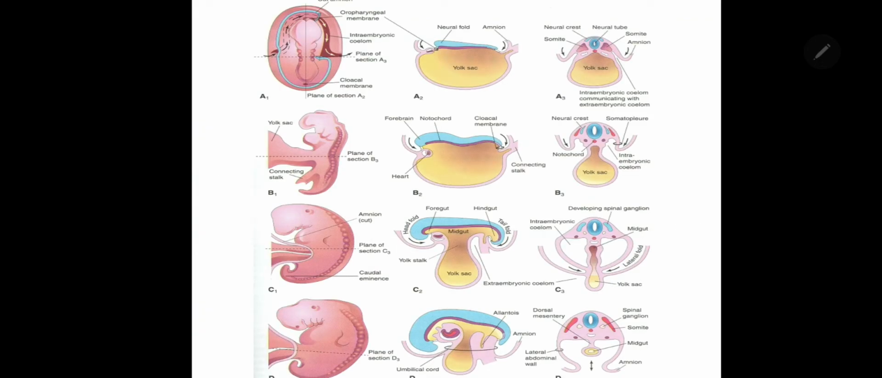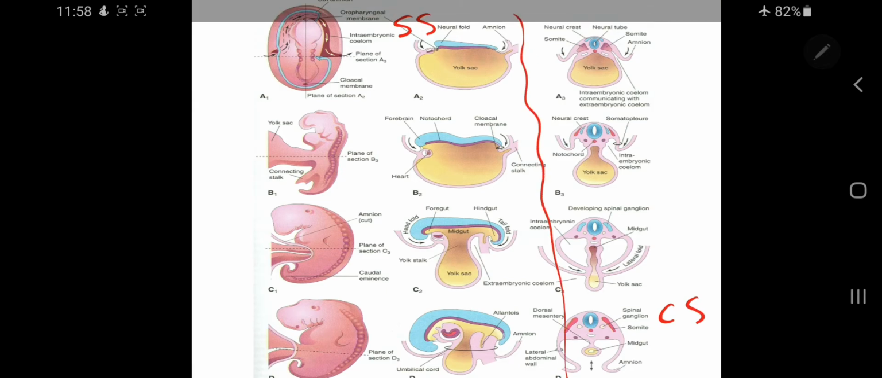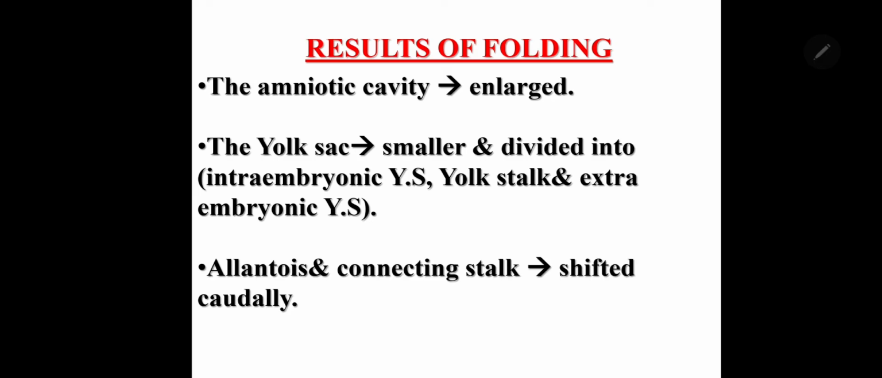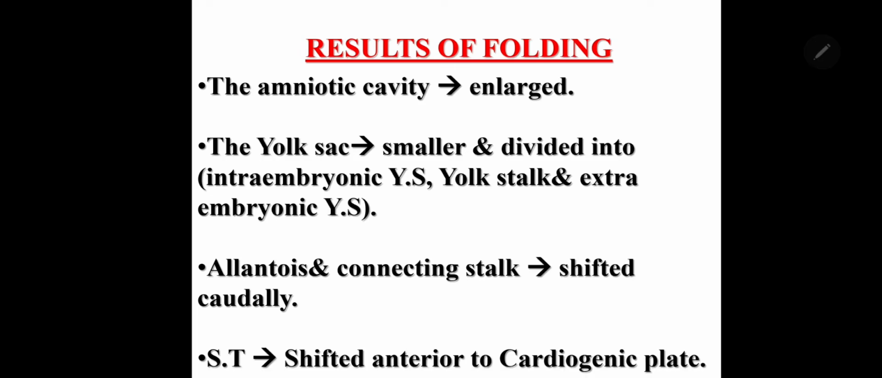You can see this is the sequence of the head and tail fold. This is in the sagittal section and this is in the coronal section. What you are seeing here, the entire folding will happen here. And what happens because of the folding? The amniotic cavity is enlarged, the yolk sac cavity is reduced, smaller, and divided into intraembryonic yolk sac and extraembryonic yolk sac connected by a stalk, and the allantois and connecting stalk are shifted caudally and ventrally. The septum transversum is shifted anterior to the cardiogenic plate.